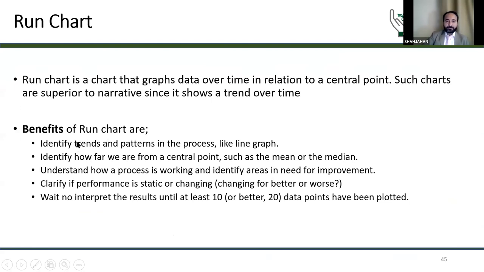What is the benefit of a run chart? Identify trends and patterns in the process. Identify how far we are from a central point. Understand how the process is working and identify areas in need of improvement. And clarify whether performance is static or changing. And we will use this one when you have more data.